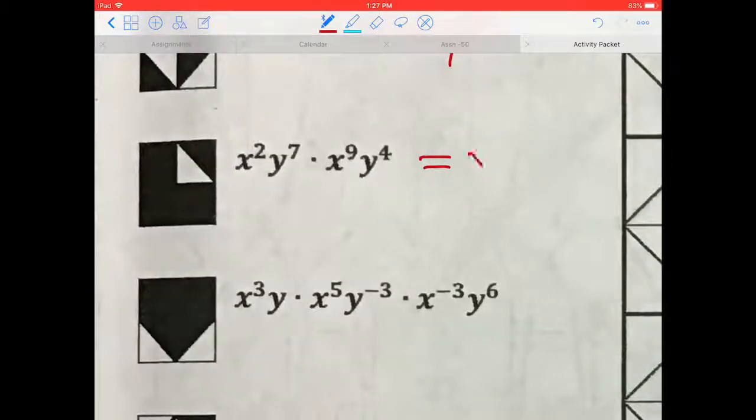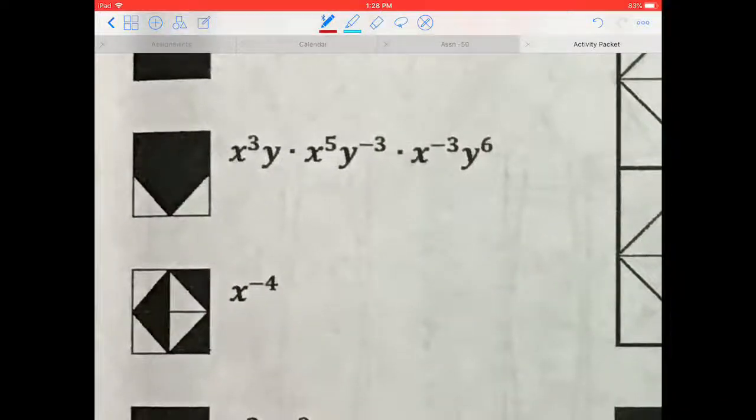For the x's, 11. For the y's, also 11. Next one. For the x's, we have 3 and 5 is 8, minus 3 is back to 5. For the y's, 1 and negative 3, so 1 minus 3 is negative 2, plus 6 is 4.